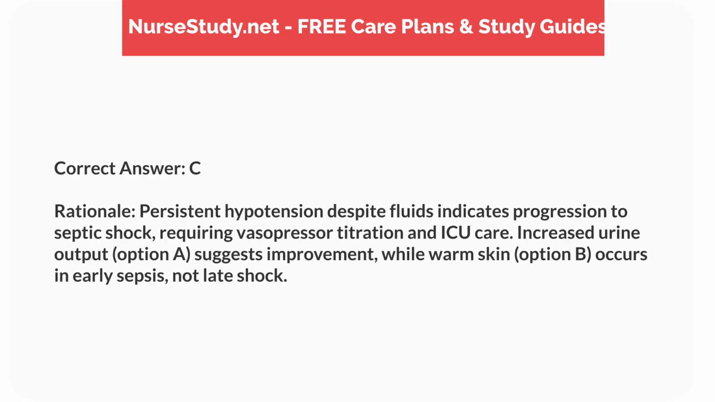Correct answer, C. Rationale: persistent hypotension despite fluids indicates progression to septic shock, requiring vasopressor titration and ICU care. Increased urine output, option A, suggests improvement, while warm skin, option B, occurs in early sepsis, not late shock.